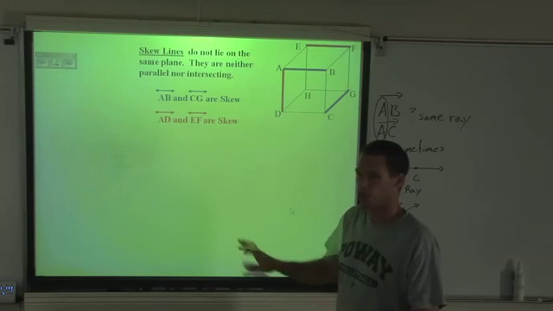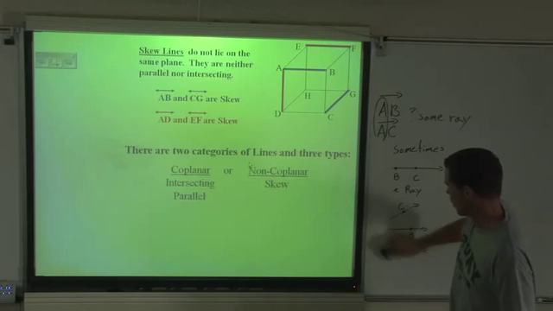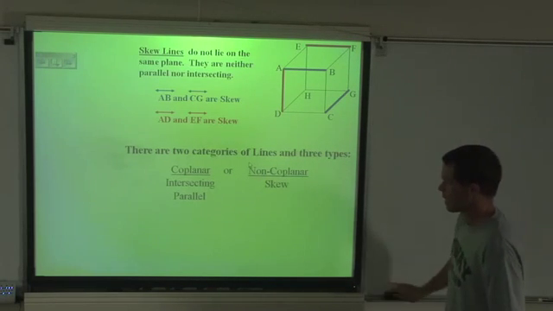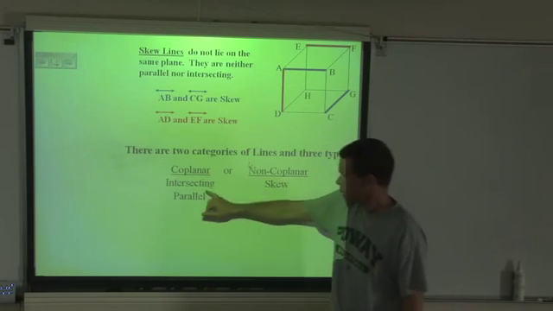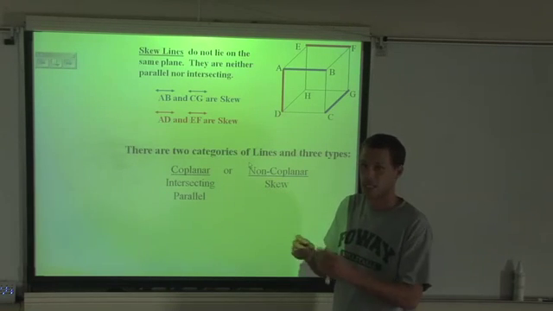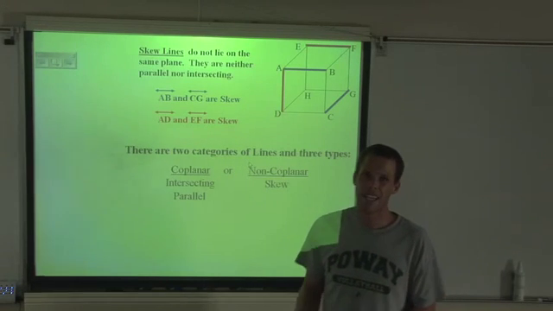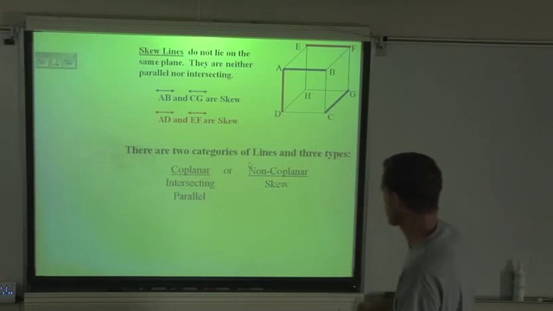Now, we're going to get into the 3 types of lines here. And one of the things that we didn't talk about was intersecting lines. We know that skew lines are not coplanar. Parallel lines are coplanar. All 4 points have to be coplanar. And then intersecting lines. Why is it that intersecting lines always have to be coplanar?